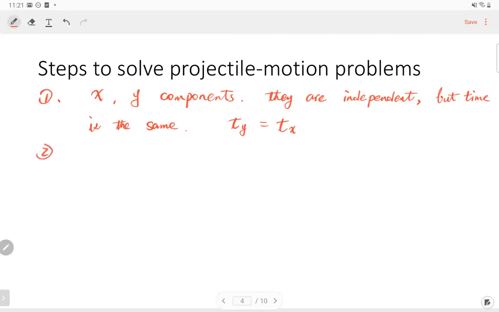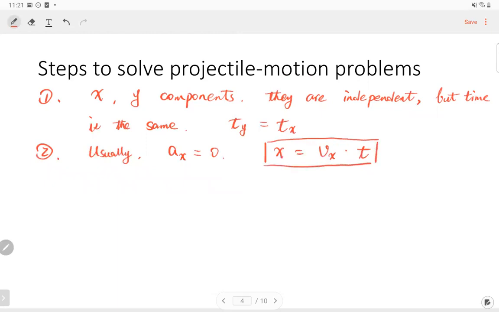The second one, in the x direction, because acceleration is zero in projectile motion, usually the acceleration in the x direction is zero. So we only need to use one equation, that is the x displacement is equivalent to the velocity in the x direction times t. So this is the only equation we need to use in the x direction because acceleration is zero.